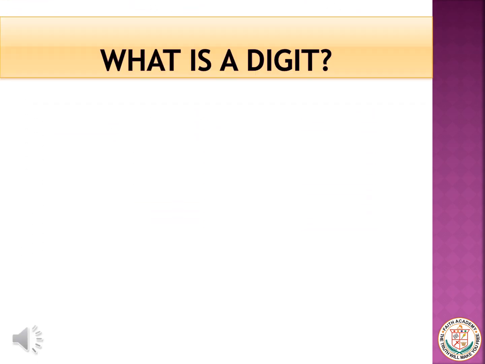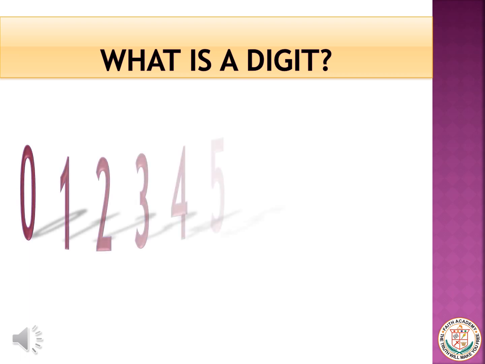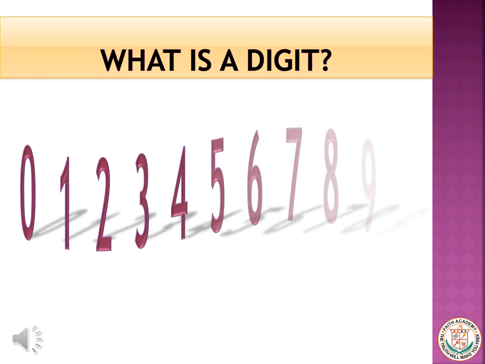Before we talk about formation of numbers, let us understand what is a digit. A digit is a single symbol used to make numerals. 0, 1, 2, 3, 4, 5, 6, 7, 8 and 9 are the 10 digits we use in everyday numerals.